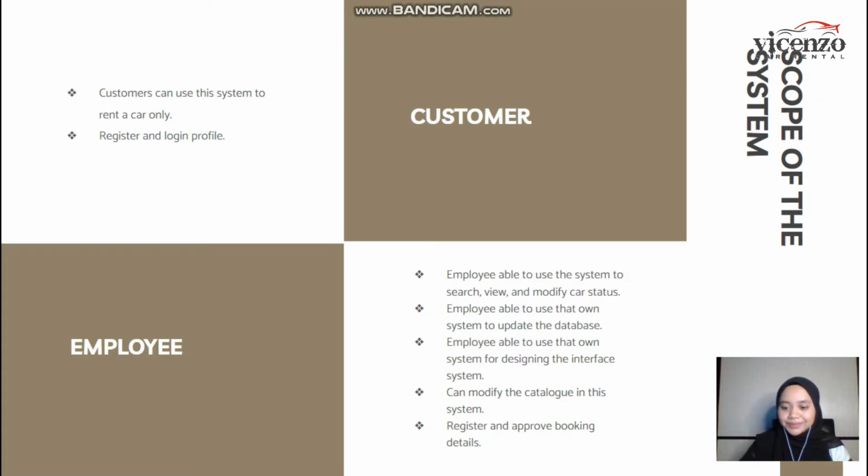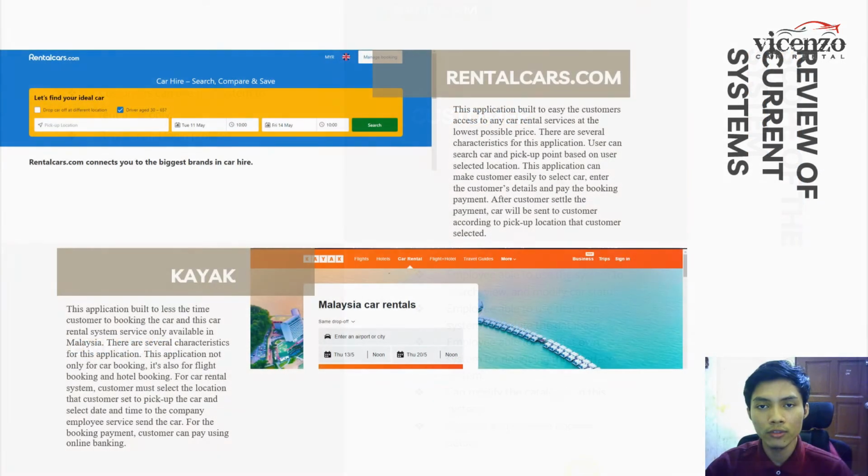For the review of the current systems, the first system is rentalscar.com. This system is built to make it easier for customers to select a car at the lowest price possible. Users can easily enter their details and booking details and make payment. After the payment is complete, user can pick up the car at the location the customer chooses.